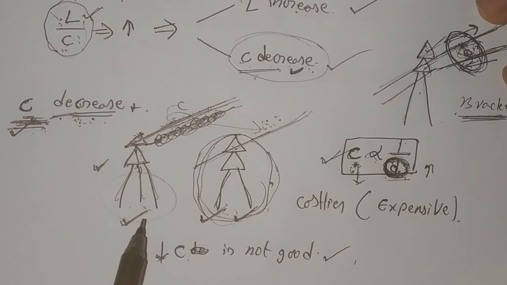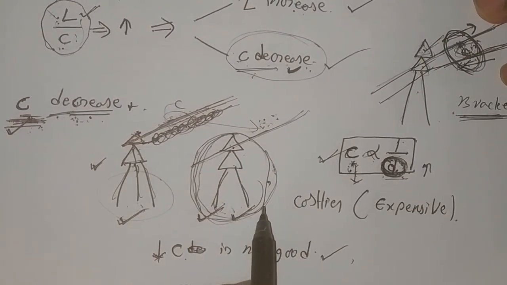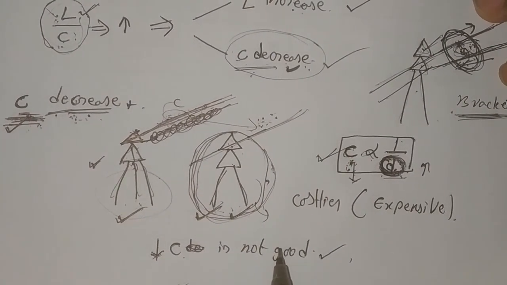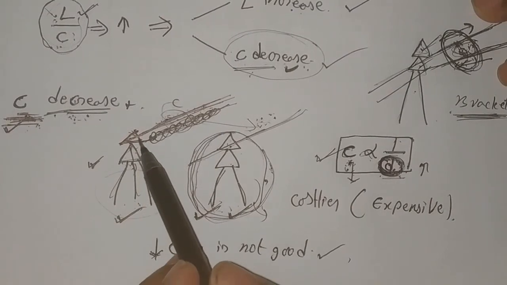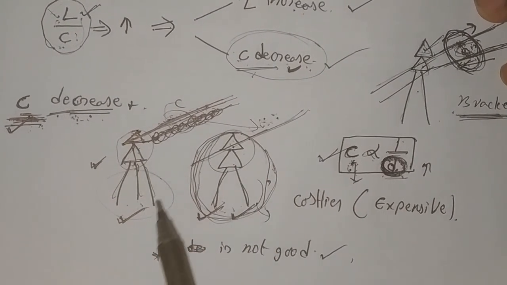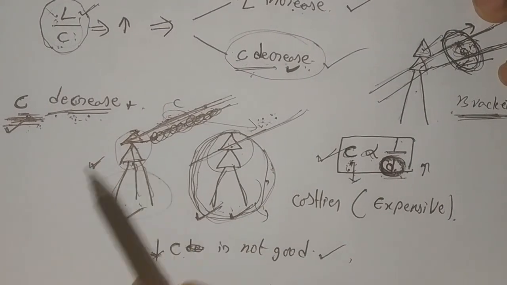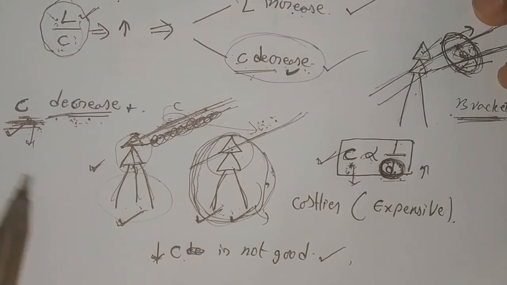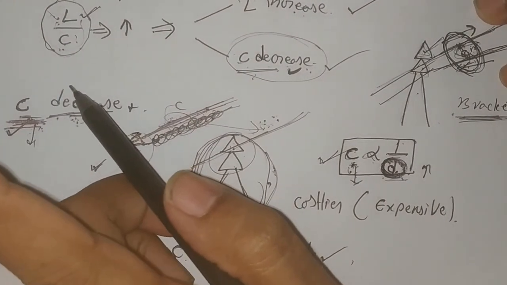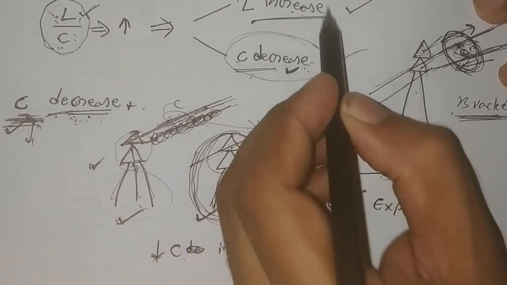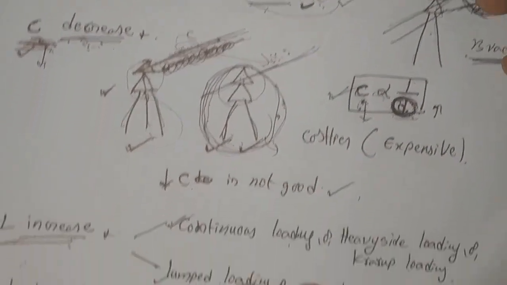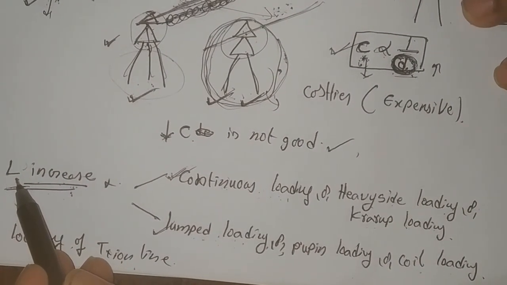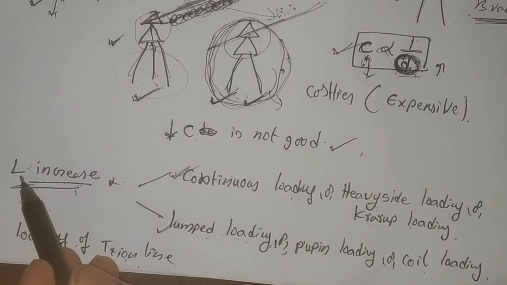But the problem here is that constructing new towers is said to be too expensive. That means such a situation is costlier. What it means is that you have to add more brackets to carry the transmission line. Therefore, decreasing the C value is also not a good approach. Finally, you have only a single approach: you have to increase the L value. That means you have to provide inductance in the transmission lines to increase the factor L by C.